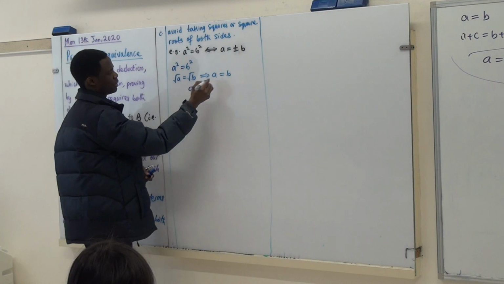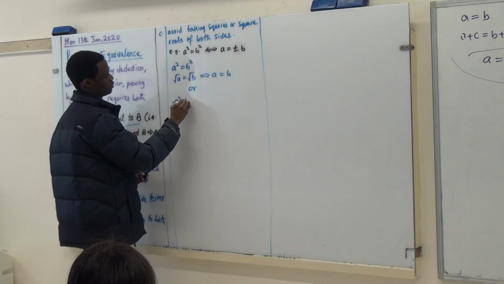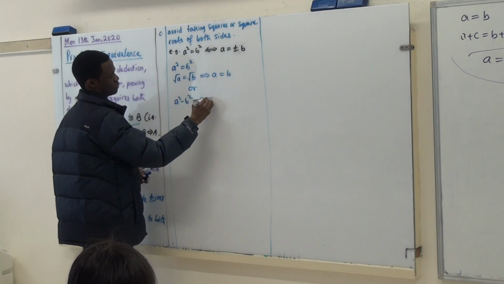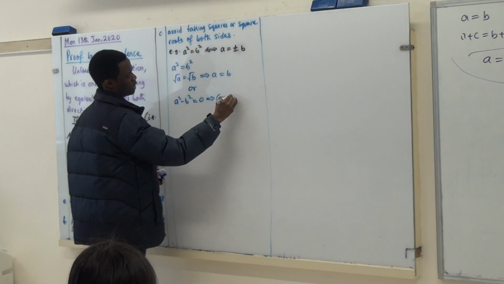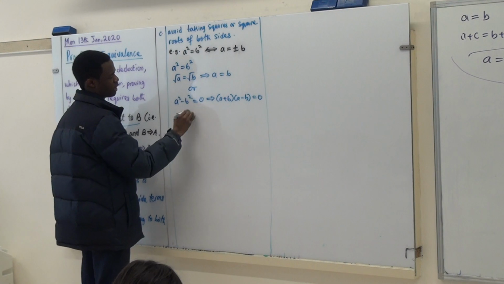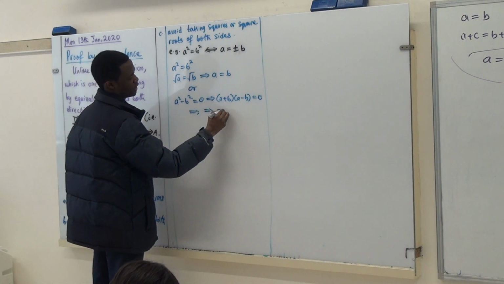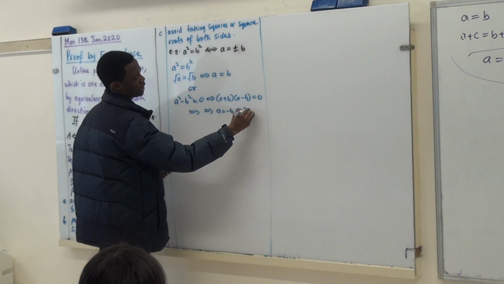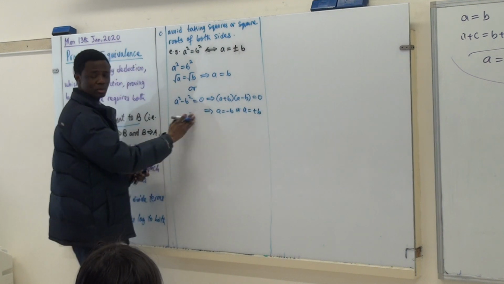Rather than doing that, if you have done maybe this equals to 0, of course you know this will be a plus b and a minus b equals to 0, yes? And that would be very clear that from here a is negative b and from here a is positive b. Do you understand what I'm saying?